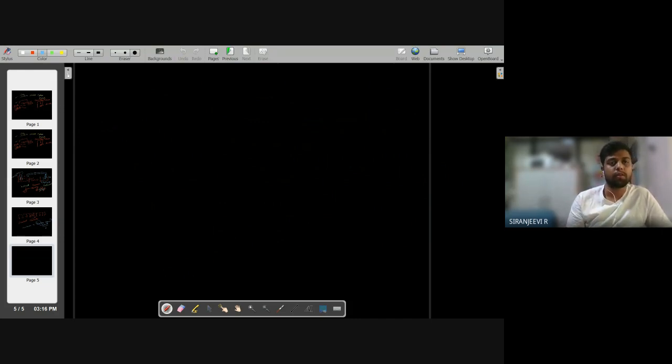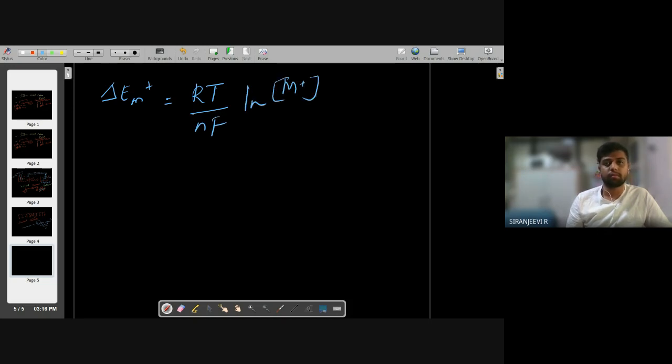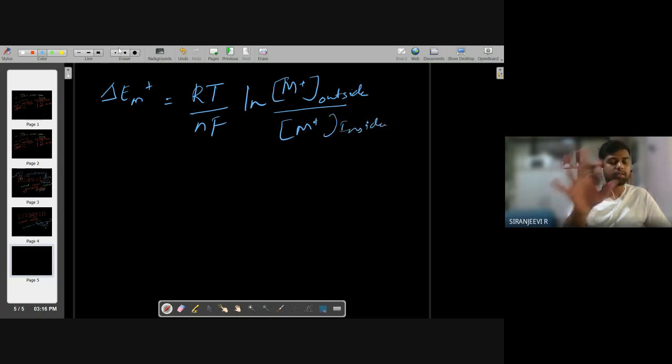So the very simple formula is ΔE_M+ equals RT divided by nF, times the logarithmic value of M+ outside divided by M+ inside. So what is this about? Why are we concerned about this? We'll talk about the cell first, then we'll go to this question.